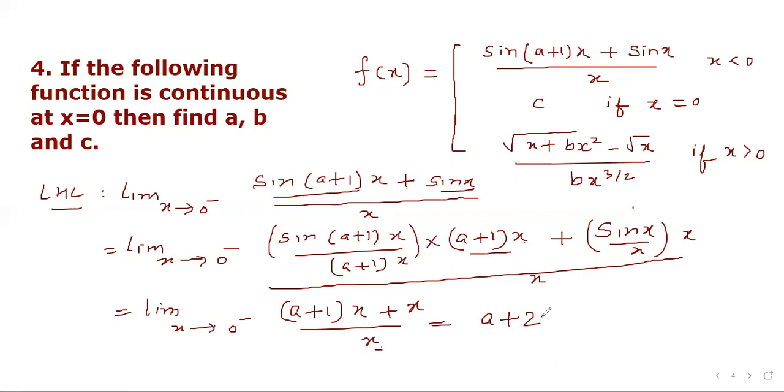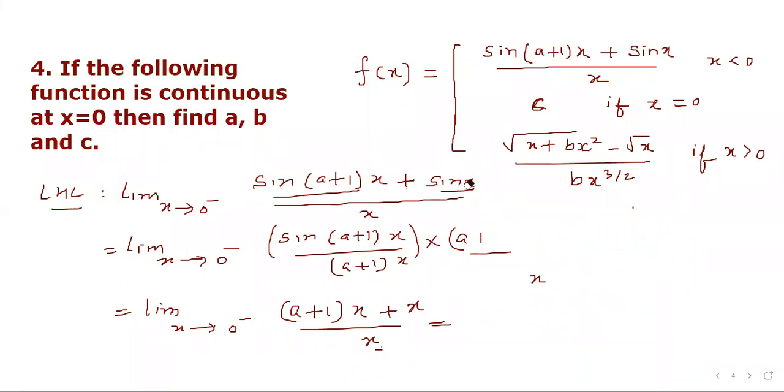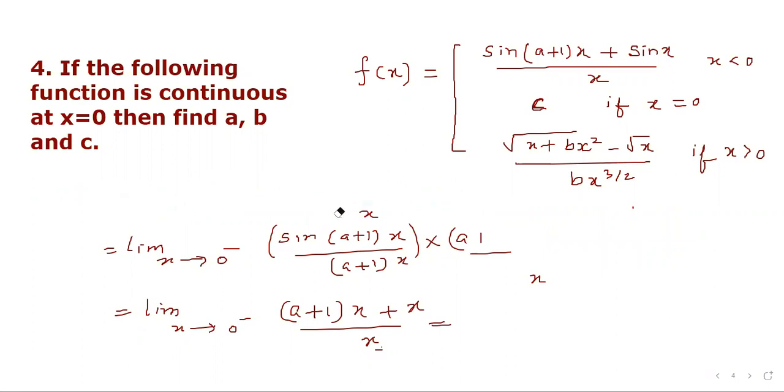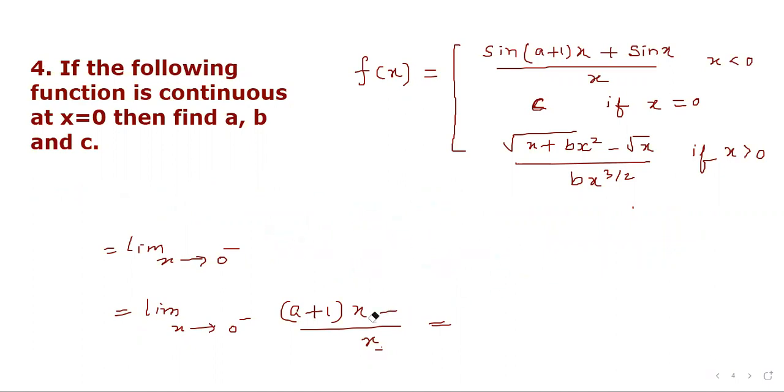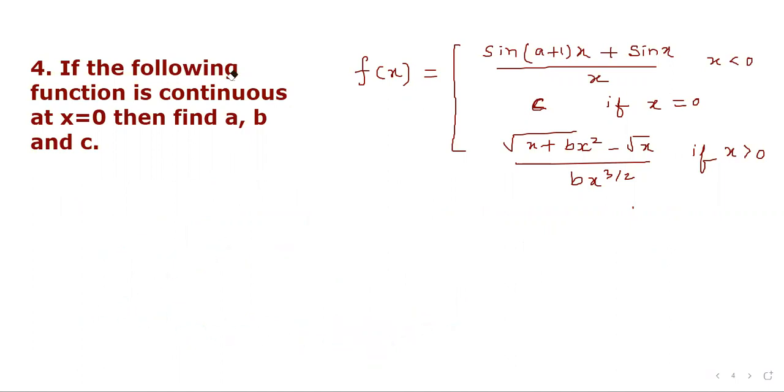Now this is equal to C, meaning the value of the function is C, so a plus 2 equal to C. But let's consider RHL also. So we have got this value as a plus 2. LHL is a plus 2 and the value of the function, f of 0, is given as C. Now RHL.